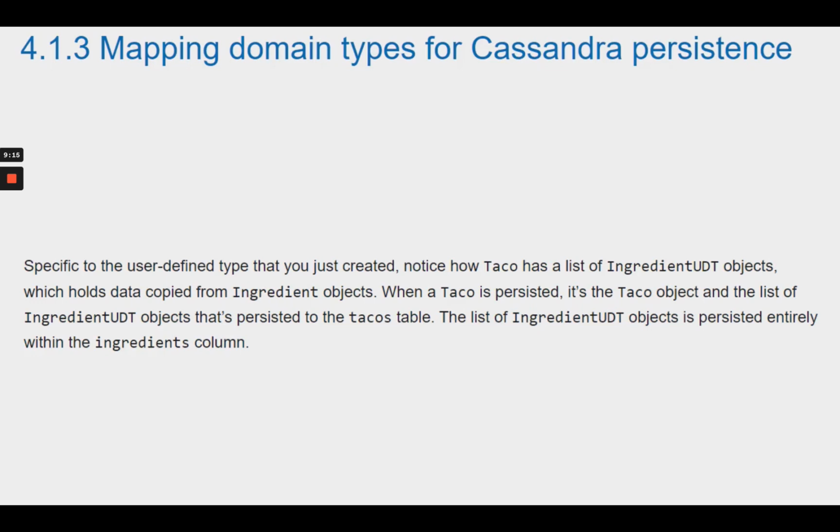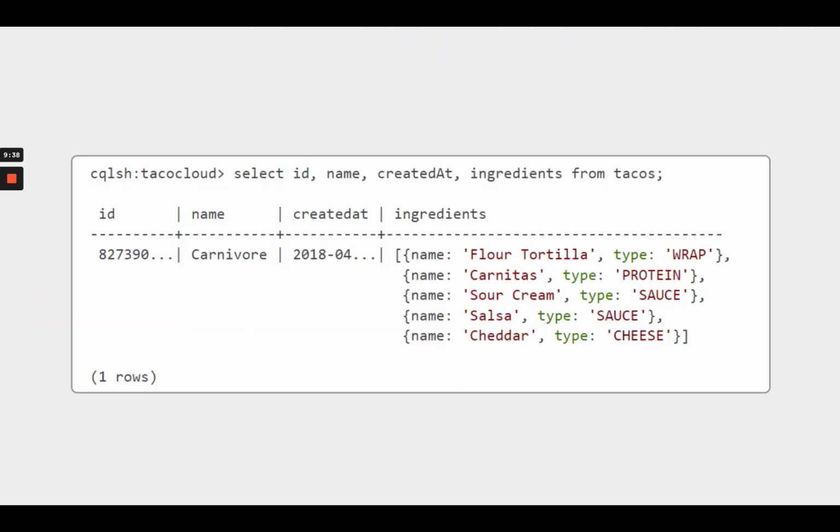Specific to the user-defined type that you just created, notice how Taco has a list of IngredientUDT objects, which holds data copied from Ingredient objects. When a taco is persisted, it's the Taco object and the list of IngredientUDT objects that's persisted to the tacos table. The list of IngredientUDT objects is persisted entirely within the ingredients column. Another way of looking at this that might help you understand how user-defined types are used is to query the database for rows from the tacos table.